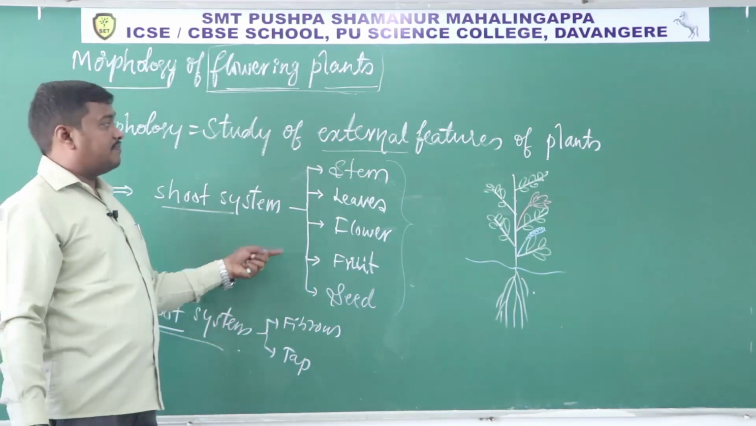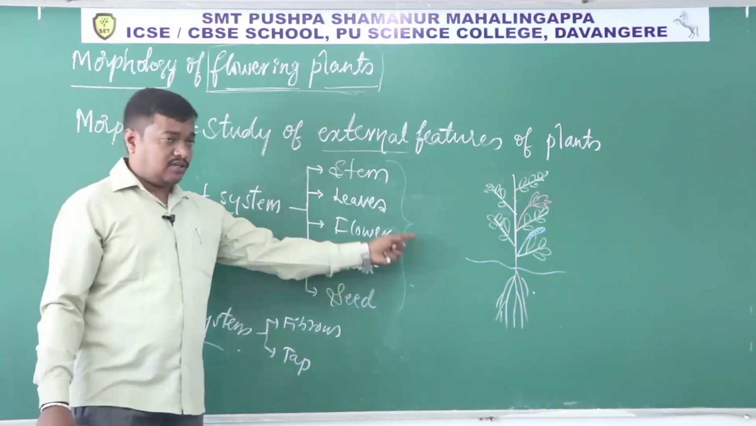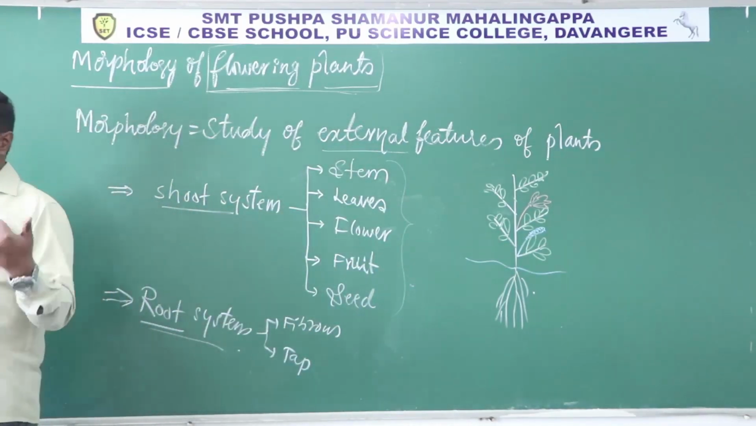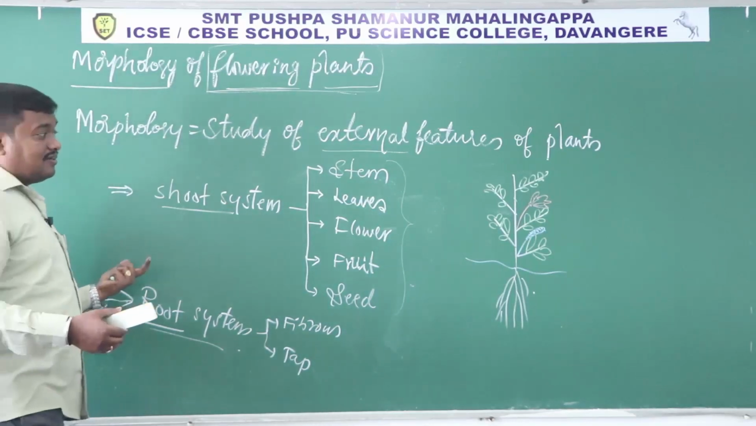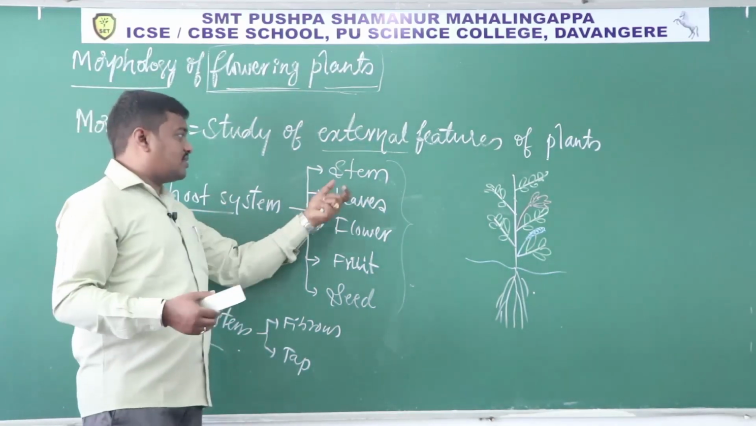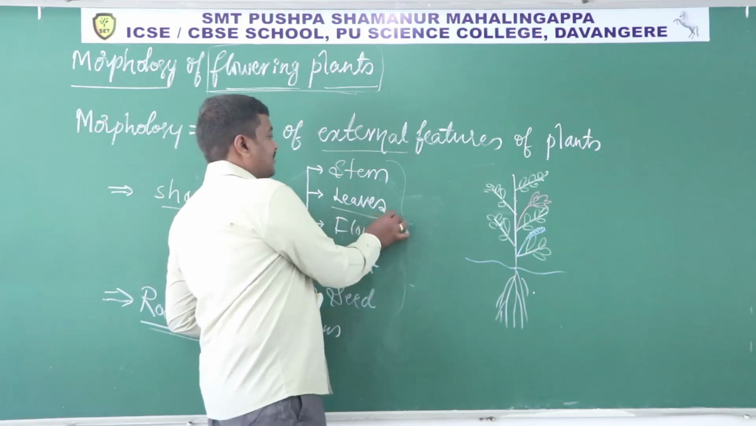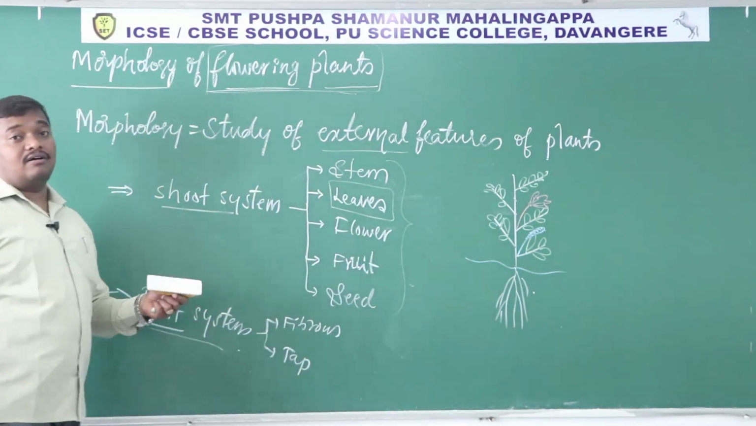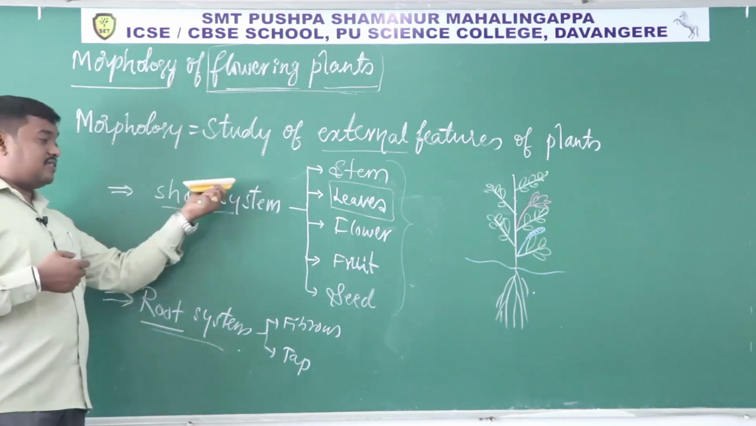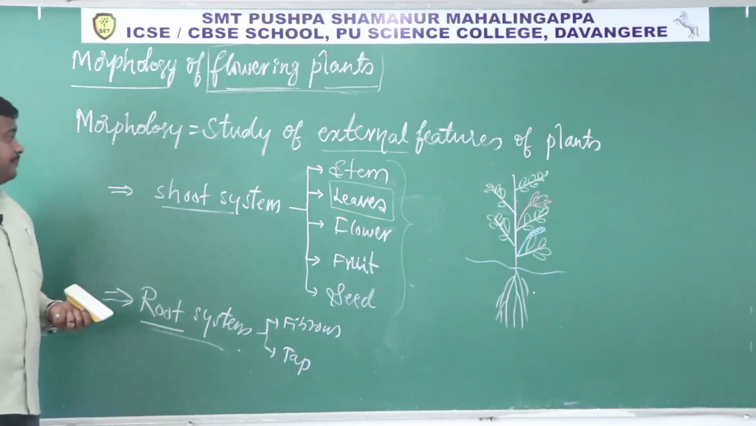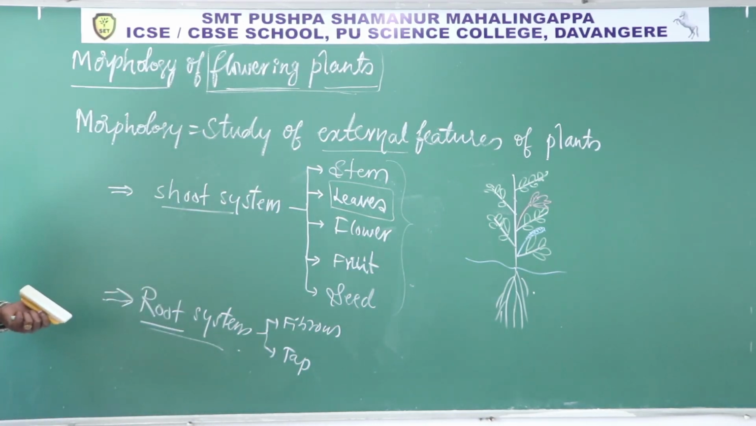Then the shoot system bears all the structures that help in photosynthesis and seed production. Especially the leaves are very important since they produce oxygen, so that all living organisms that require it for survival get it from the shoot system only. So this is the very basic idea about the morphology of flowering plants.